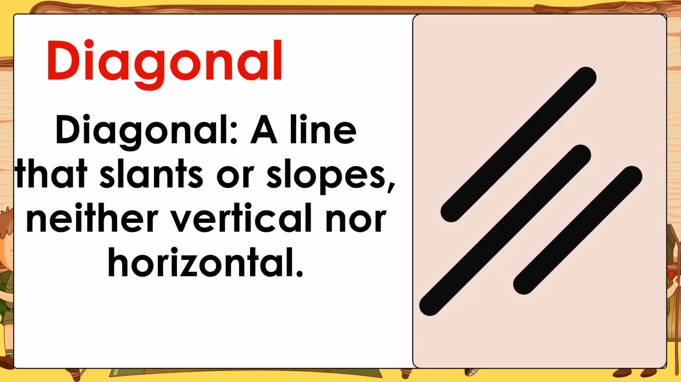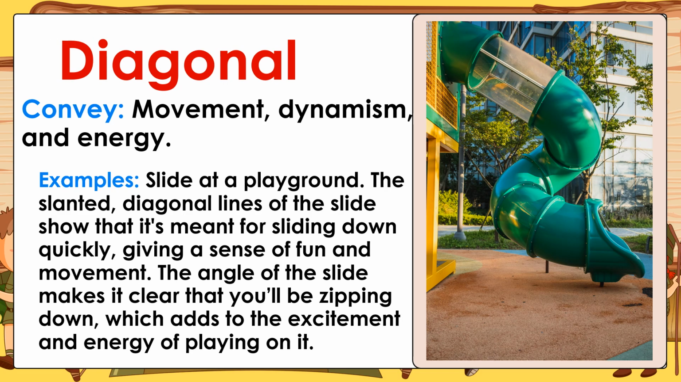Diagonal, a line that slants or slopes, neither vertical nor horizontal. Diagonal, it conveys movement, dynamism, and energy. Examples: slide at a playground. The slanted diagonal lines of the slide show that it's meant for sliding down quickly, giving a sense of fun and movement. The angle of the slide makes it clear that you'll be zipping down, which adds to the excitement and energy of playing on it.